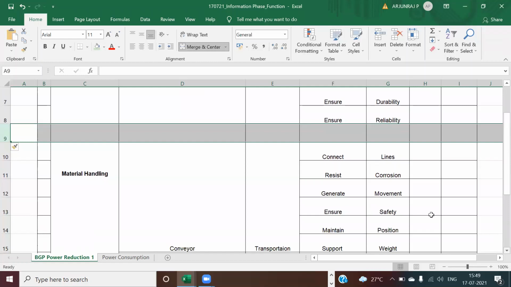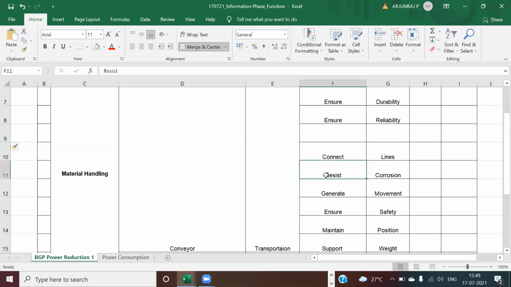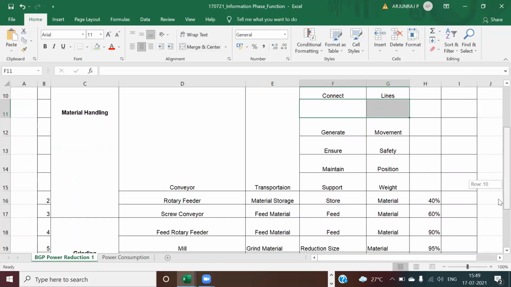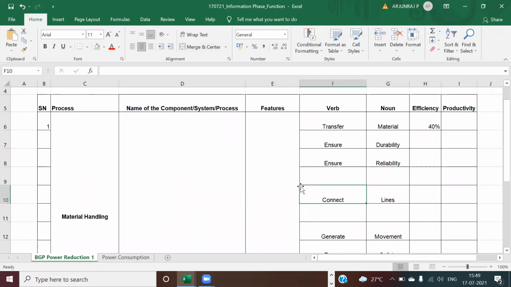What about resisting corrosion? Is it required here? No, sir, this is a belt system, right? There will be a rubber belt. So what I would see is, because we were protecting from moisture, it might help in maintaining the quality.